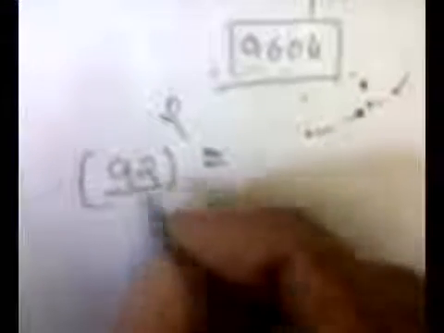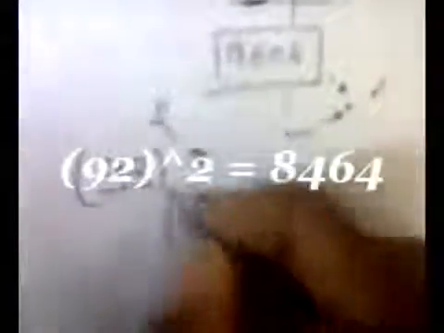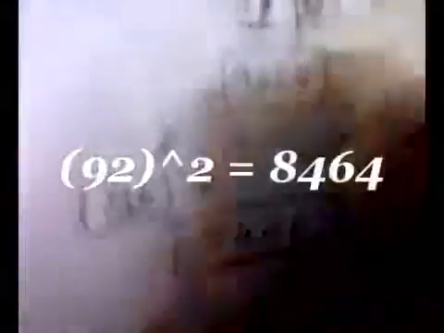Let's say 92's square. Now 92 is how much away from 100? It's 8, right? The difference between 92 and 100 is 8, so we'll subtract 8 from 92. It gives us 84, the first two digits of our answer. Now again 92 is how much away from 100? It's 8, and the square of 8 is 64. We have our answer, 8464.